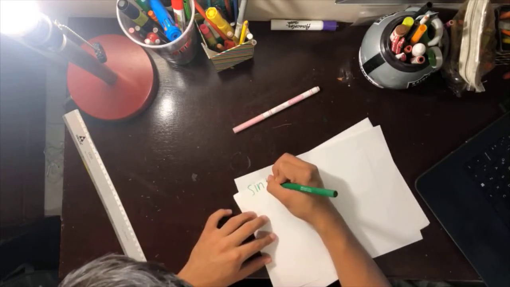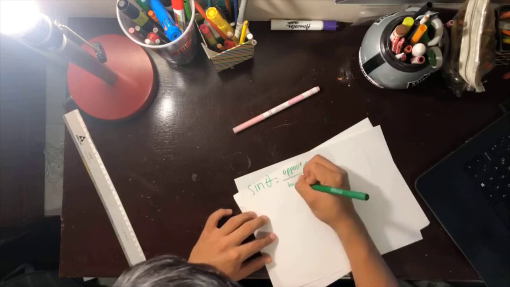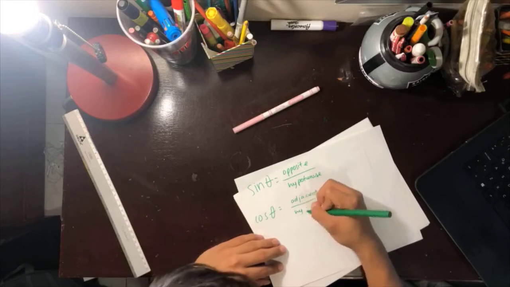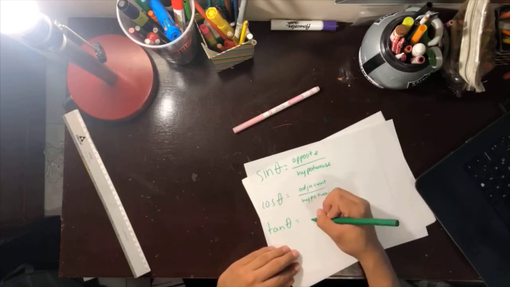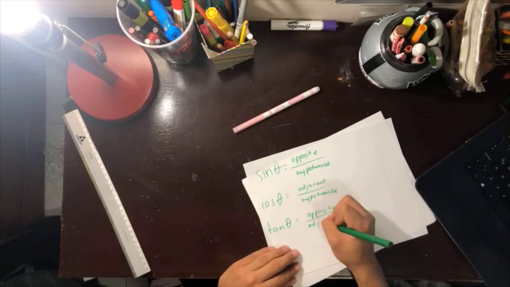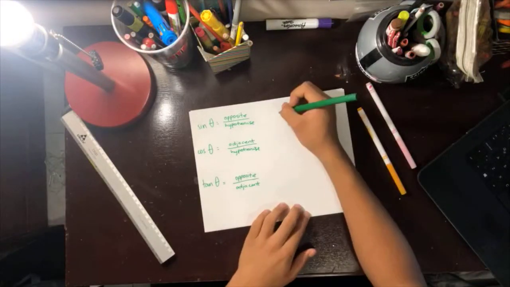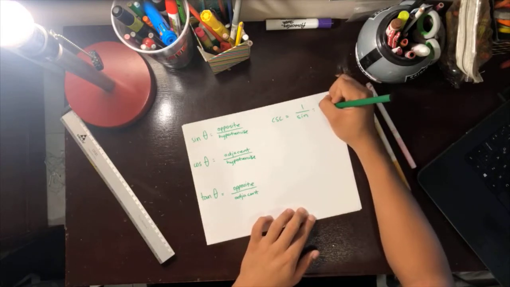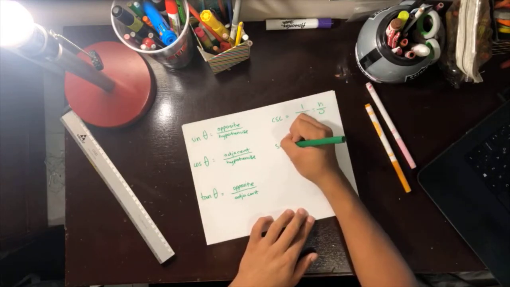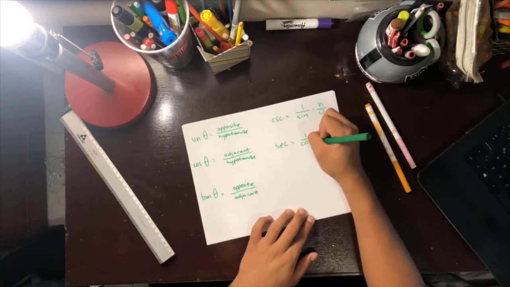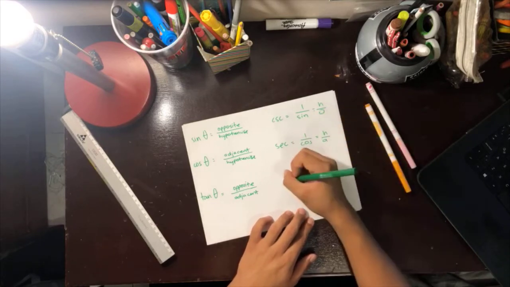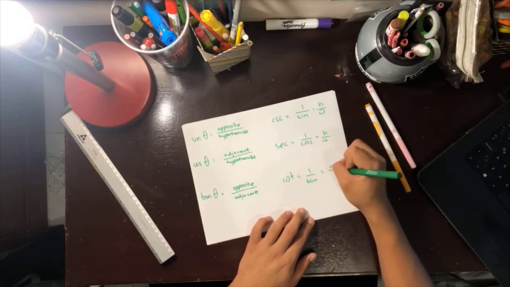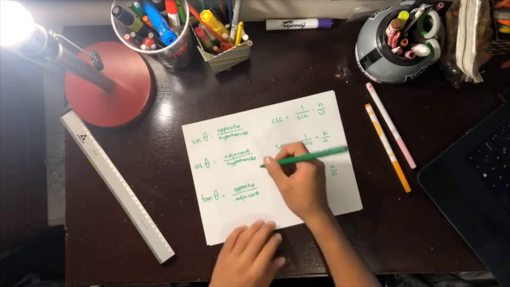The three main trigonometric ratios are sine, which is opposite over hypotenuse, cosine, which is adjacent over hypotenuse, and tangent, which is opposite over adjacent. Each of them has its reciprocal. Cosecant is 1 over sine, which is hypotenuse over opposite. Secant is 1 over cosine, which is hypotenuse over adjacent. And cotangent is 1 over tangent, which is adjacent over opposite.